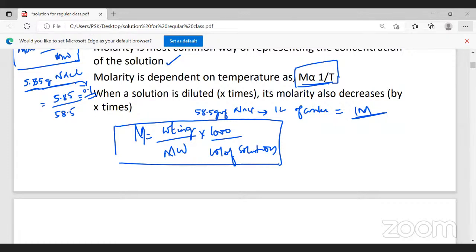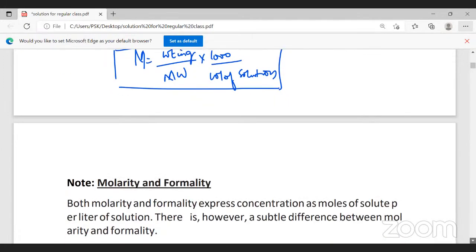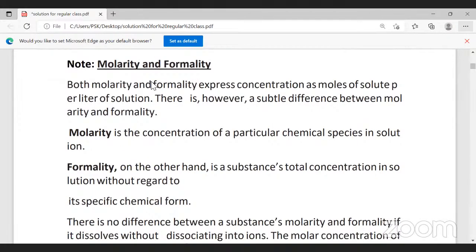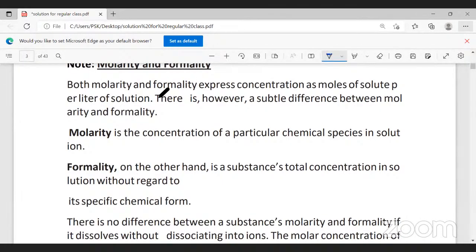Now, coming to the next method of expressing concentration, molarity and formality. Formality is not dealt with at this level, and nowhere at a higher level also do we represent formality. Both molarity and formality express concentration as moles of solute per liter of the solution. There is, however, a subtle difference, a small difference between molarity and formality.